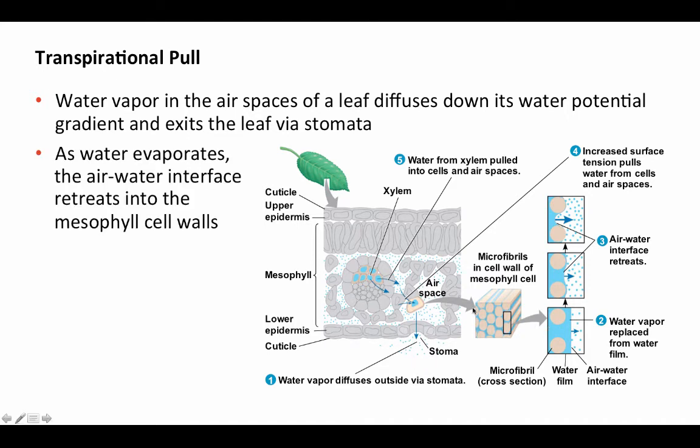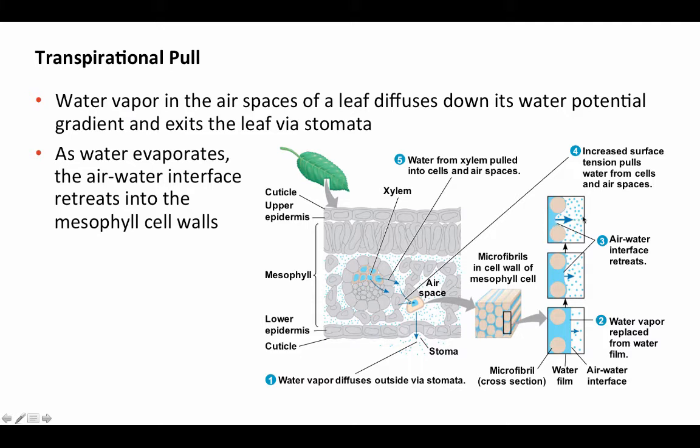So now if we look into a close-up into the outer cell wall of one of these mesophyll cells, so this is what we're looking at here, a little bit of the cell wall, and we're going to look at a close-up of these microfibrils within the cell wall and the spaces in between them. We can see here the water vapor is evaporating off and the water is going to be replaced from within the cell. So as more and more water is pulled off by evaporation, this air-water interface is going to retreat back.